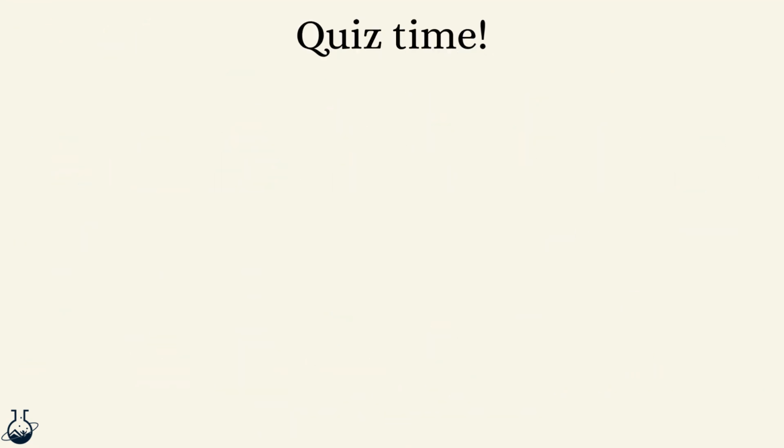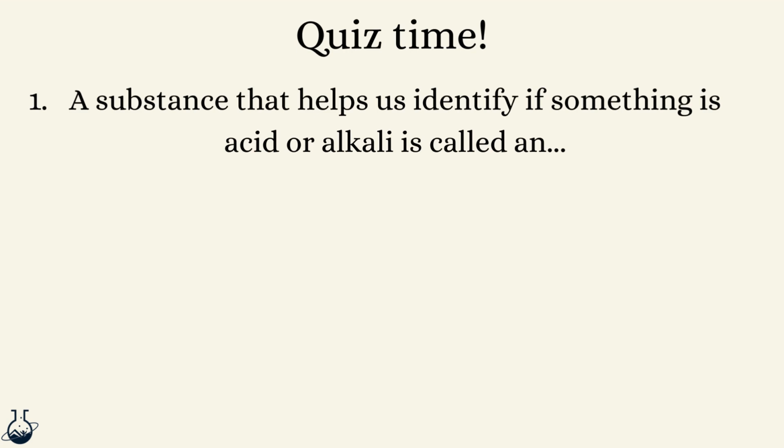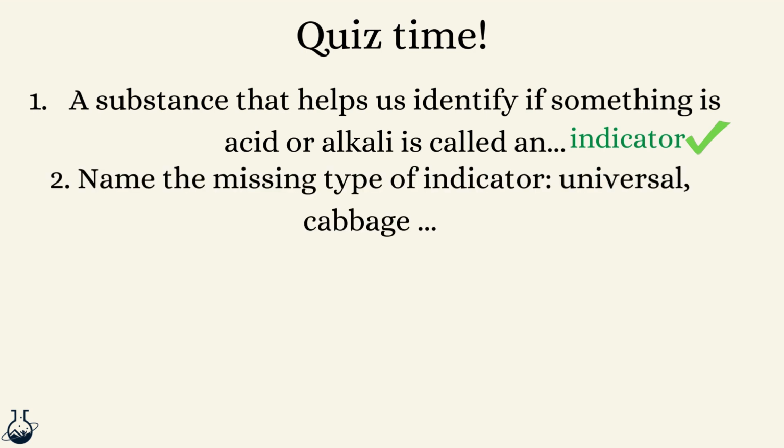Time to finish off with our end of video quiz. Are you ready? Question 1. A substance that helps us identify if something is acid or alkali is called an indicator. Good start. Question 2. Name the missing type of indicator. Universal, cabbage, and litmus paper. Good job.